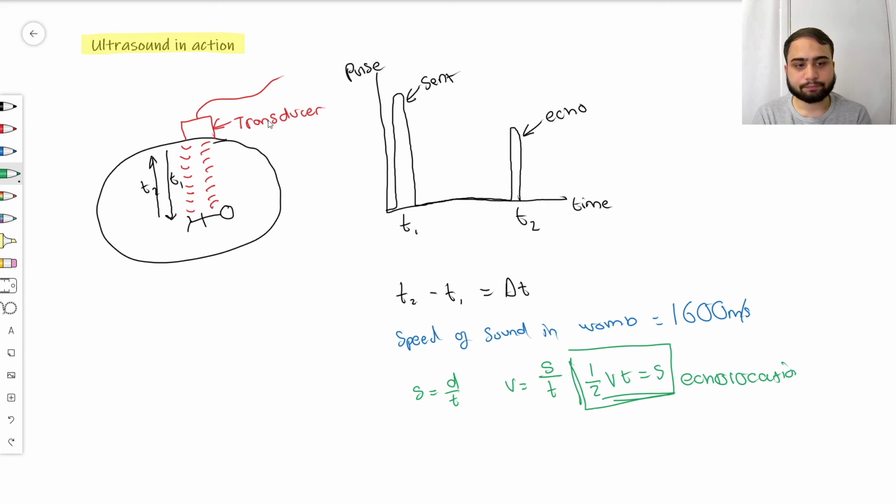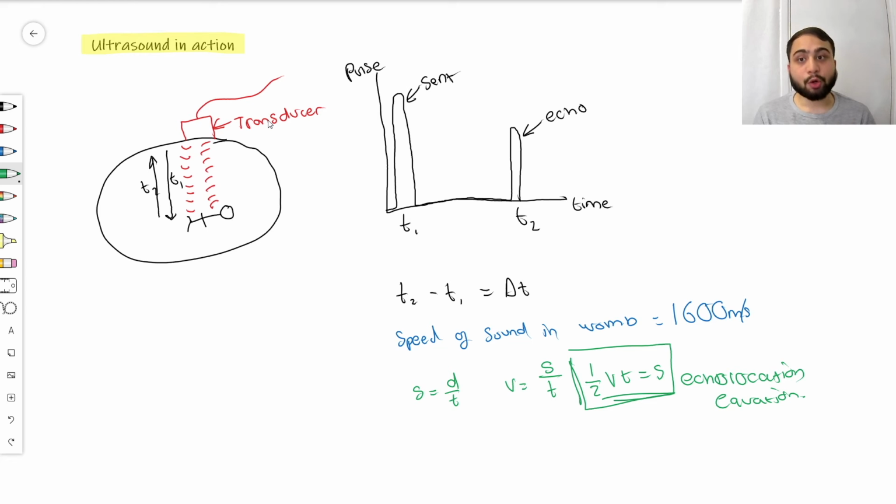Echolocation equation. Now, some common mistakes are, and you might have noticed me emphasizing this so much, that you have to use half the time, which is the time to the object. That's a very common mistake that students make, to use the whole time. Don't do that.